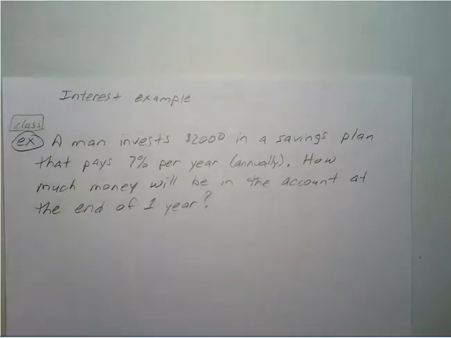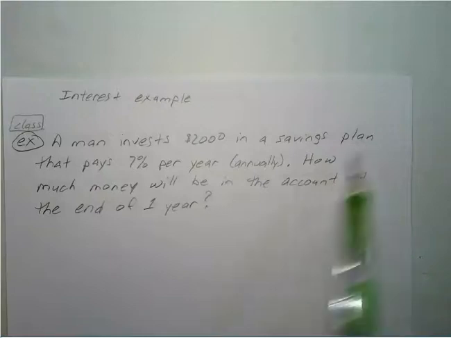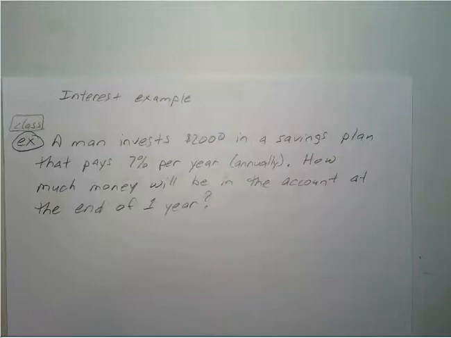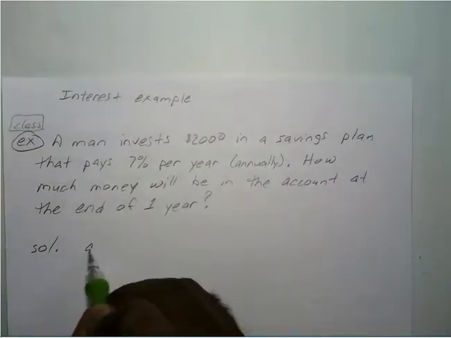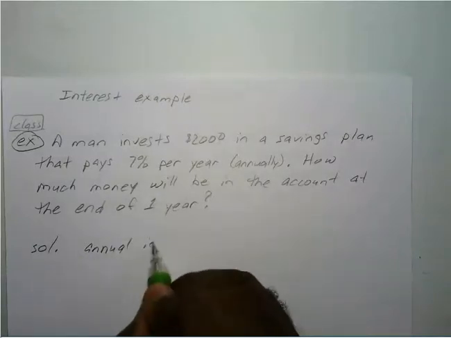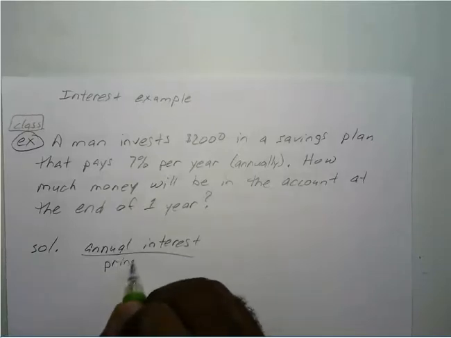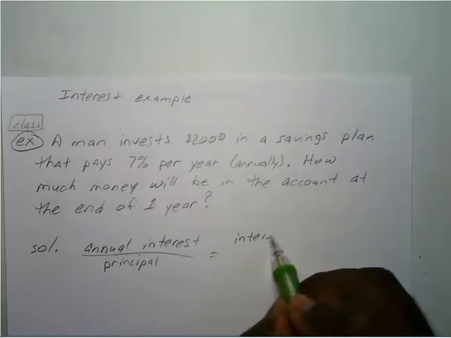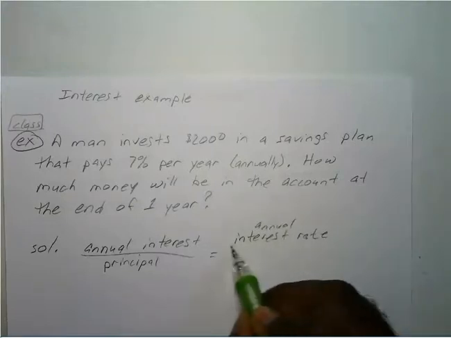All right, so assuming you've already pressed pause and solved this one, let's verify your answer. A man invests $2,000 in a savings plan that pays 7% per year, which is just annually. How much money will be in the account at the end of 1 year? So we have our annual interest divided by your principal, which is equal to your annual interest rate divided by 100.